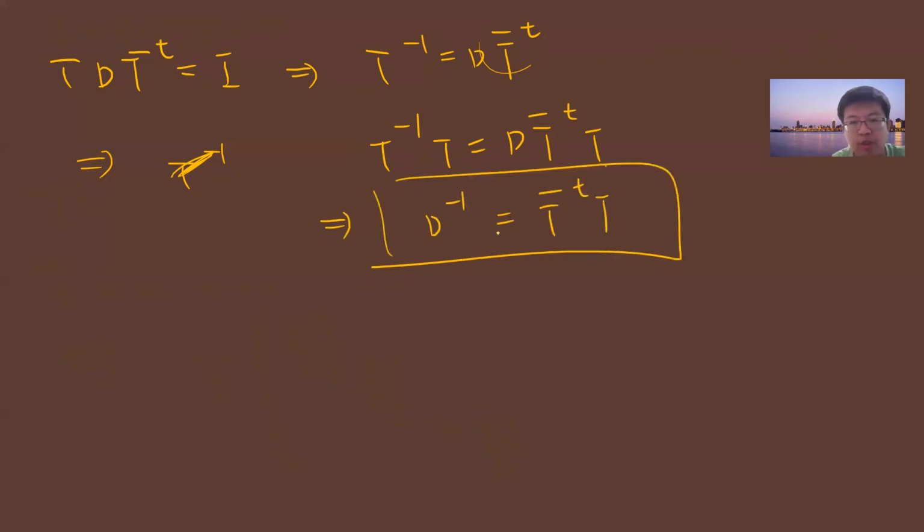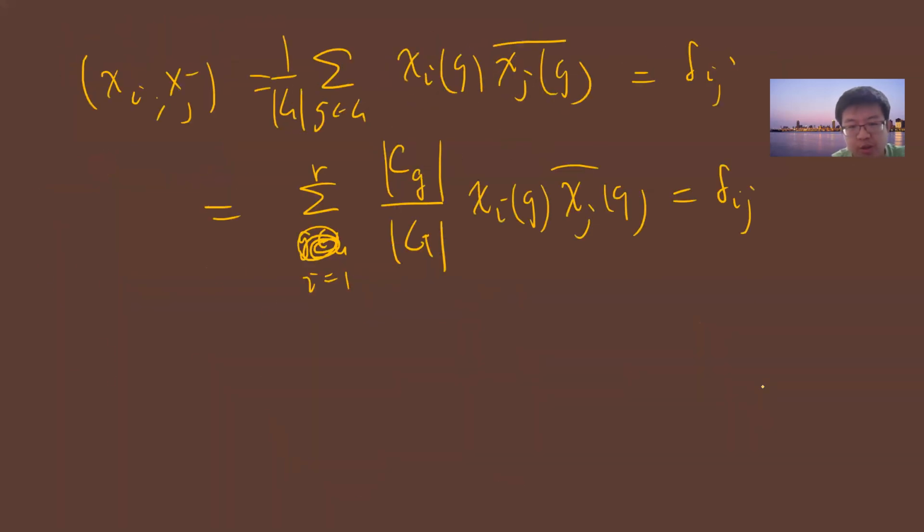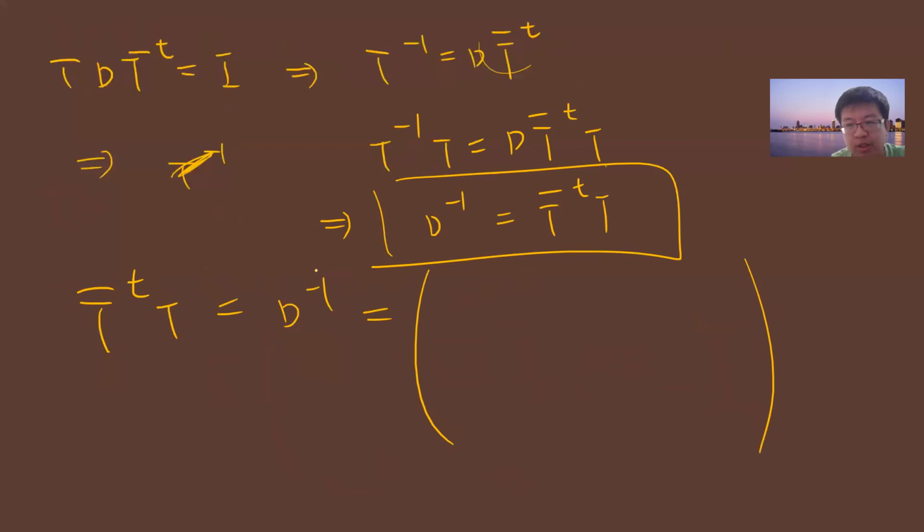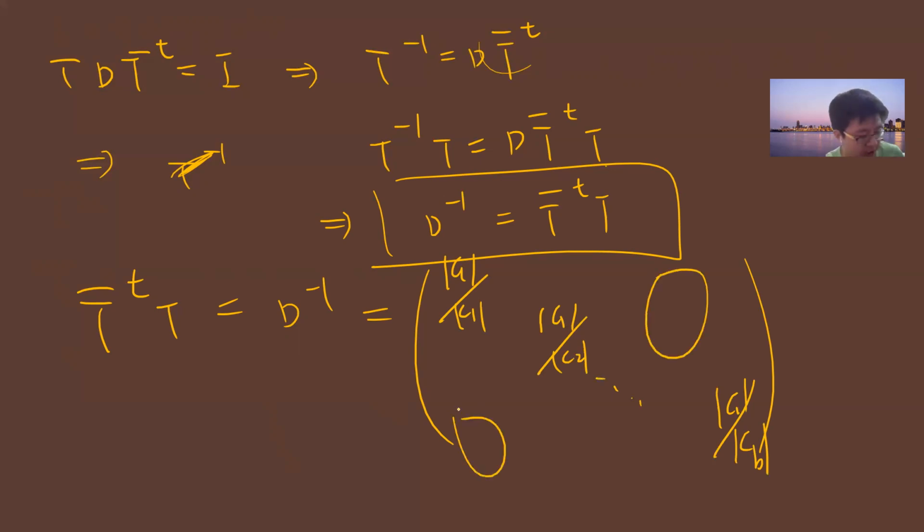Okay, so this is amazing that some guy can get this. So T bar T is D inverse, right? So remember the D inverse is just what? It's just G divided by C1, G divided by C2, up to G divided by so-called CB. Okay, and zeros elsewhere. So now everything's clear, right?